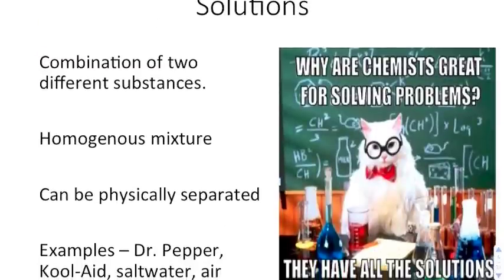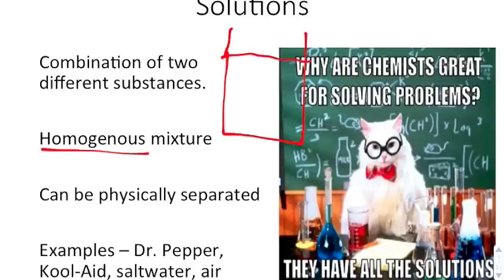So a solution is a combination of two different substances. Whenever you have a solution, that means that it's a homogeneous mixture. Now remember, homogeneous means that if you were to take a sample of it anywhere in the beaker or anywhere in the test tube, it would be the same in the bottom right corner as it would be in the top right, middle, or bottom left corner. It's going to be the same everywhere.